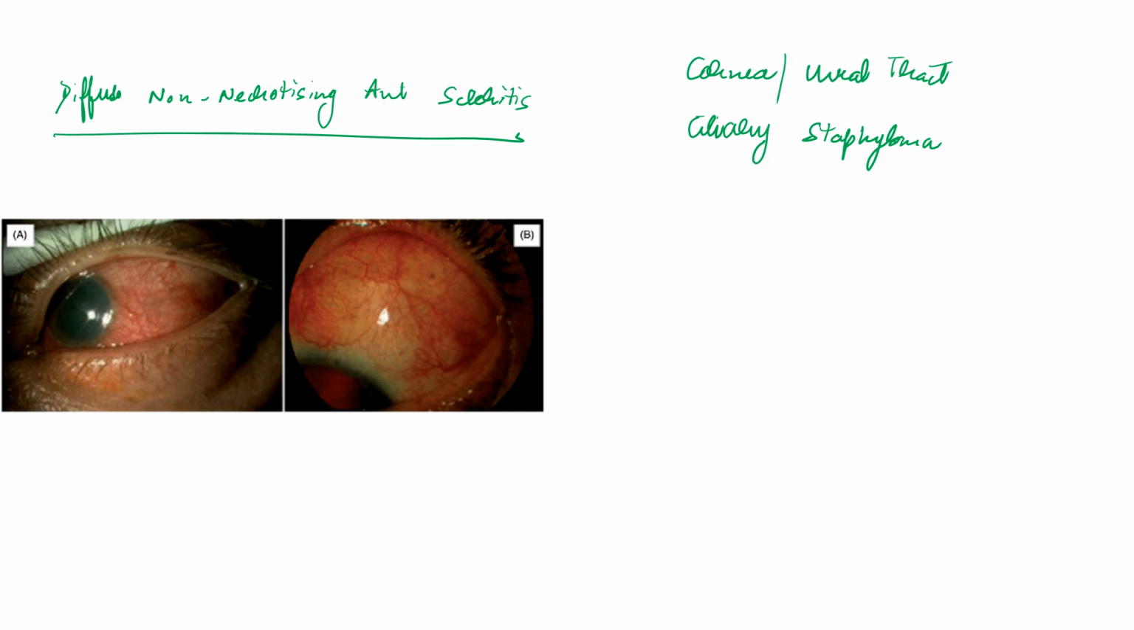When scleritis extends into the cornea, it is called sclerosing keratitis. Sometimes the margin of cornea may become white like the sclera. There is another complication called keratolysis. This is a complication of scleritis where the corneal stroma melts away and it is a very serious condition.